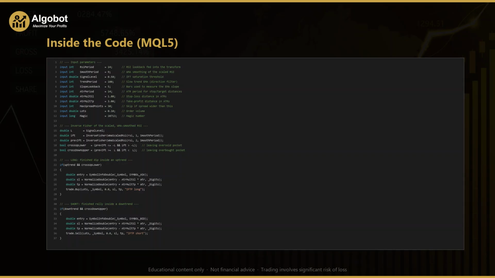The long block reads, if uptrend and cross up through the lower level, then take the ask price. Place the stop 1.8 ATR below entry. Place the target 3 ATR above and call trade.buy.